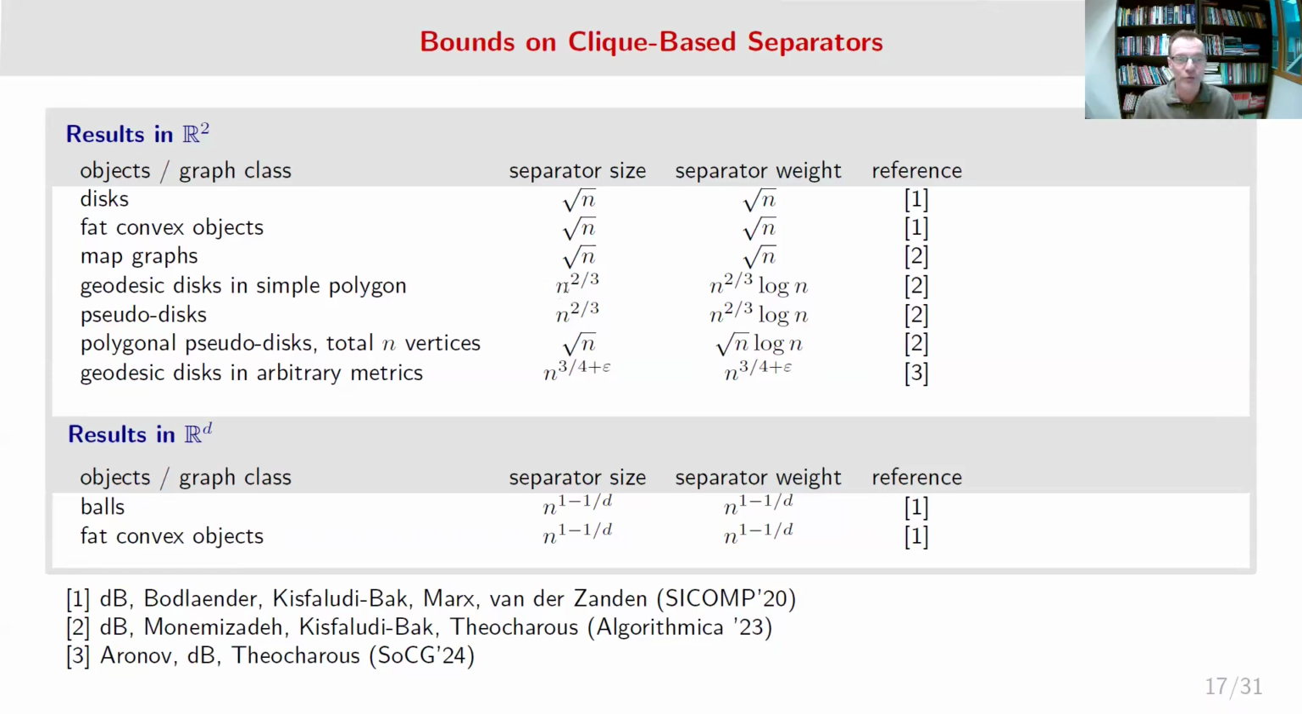I used to be fully convinced. Now I'm semi-convinced, but I'm not really sure. If you have pseudodisks that are polygonal with n vertices in total, then again, I get square root of n. The weight has a log more. For geodesic disks, in a very general setting, you get n to the 3/4.